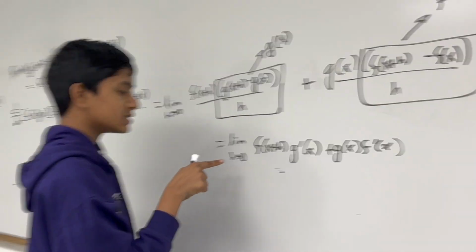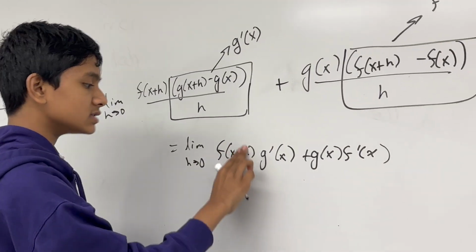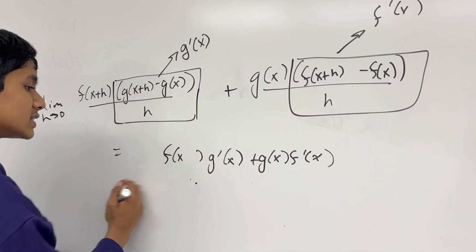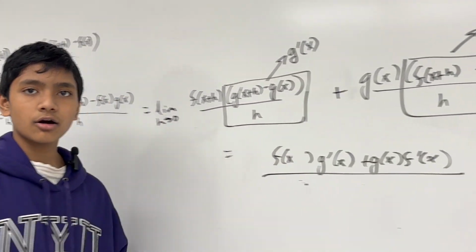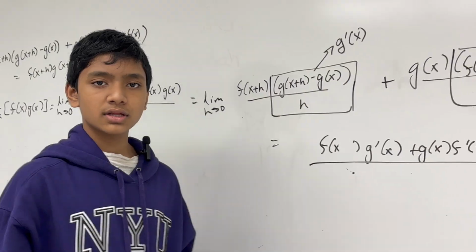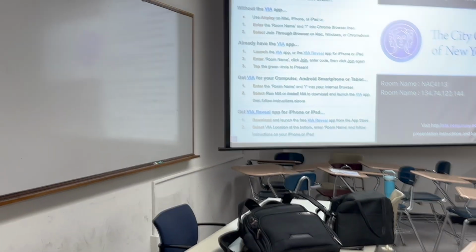And of course, since h is approaching 0, we just plug in and chug and erase this away, which gives us our final answer. All right, so that's the product rule. Now, let's look into the chain rule.